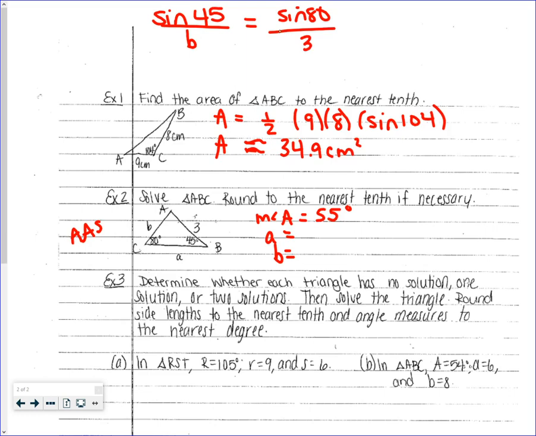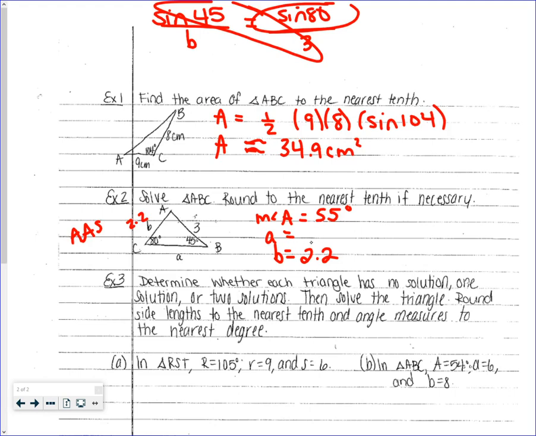Okay? So we're going to cross multiply and divide. Use your calculator. You're going to take the sine of 45 times 3. You're going to hit the equal sign. And then divide by the sine of 80. You're going to hit the equal sign. And we're going to round to the nearest tenth. I'm getting 2.2. Good. So now all I'm missing is side A.